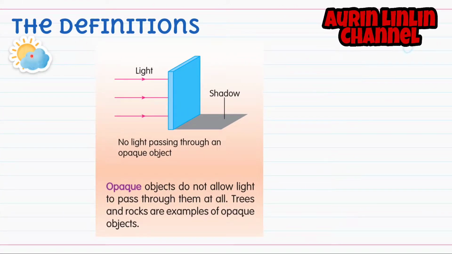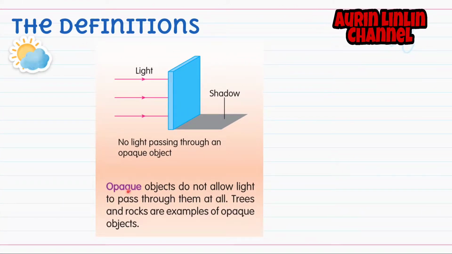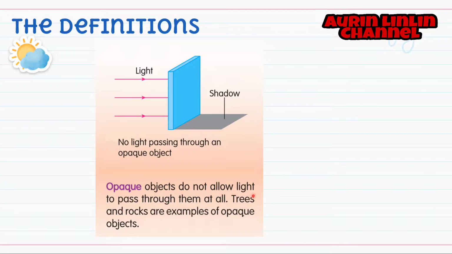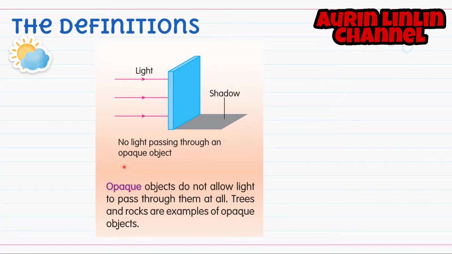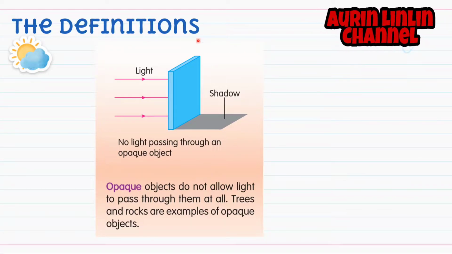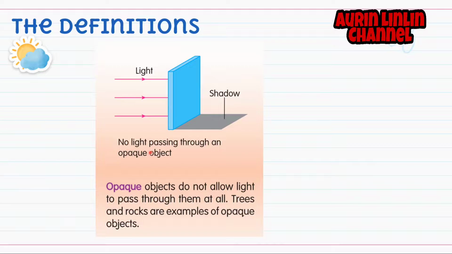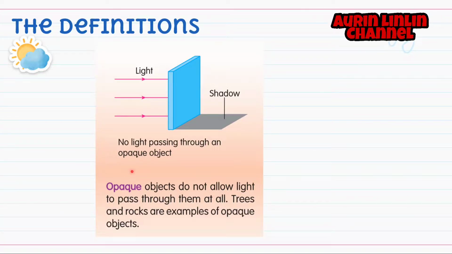The third is about the definition of opaque. Opaque objects do not allow light to pass through them at all. So, this is an opaque object, no light passing through an opaque object. This is the experiment.